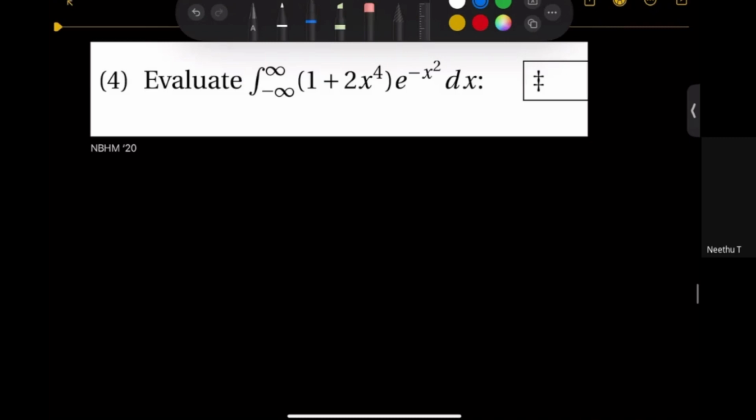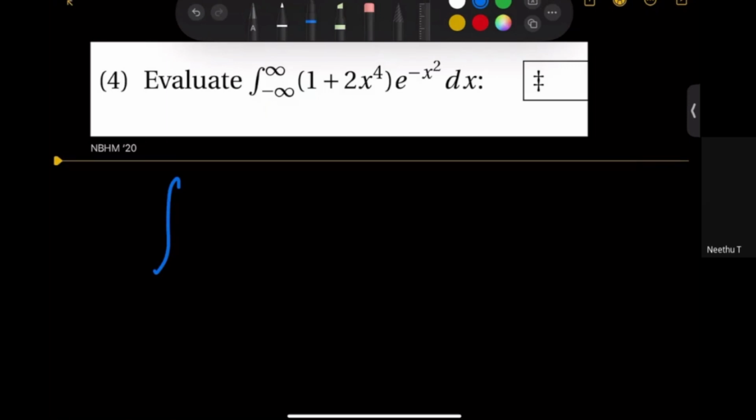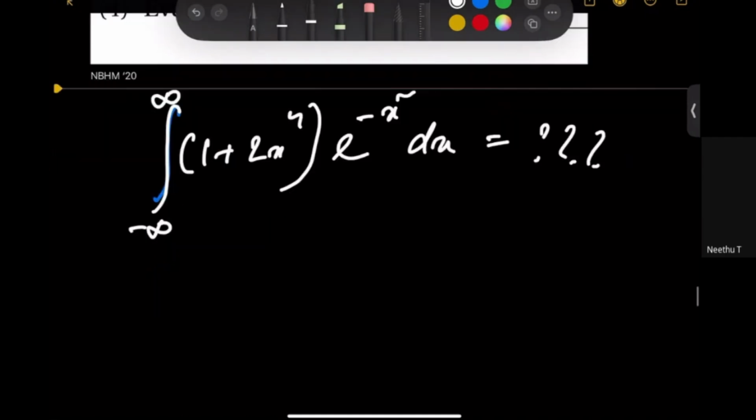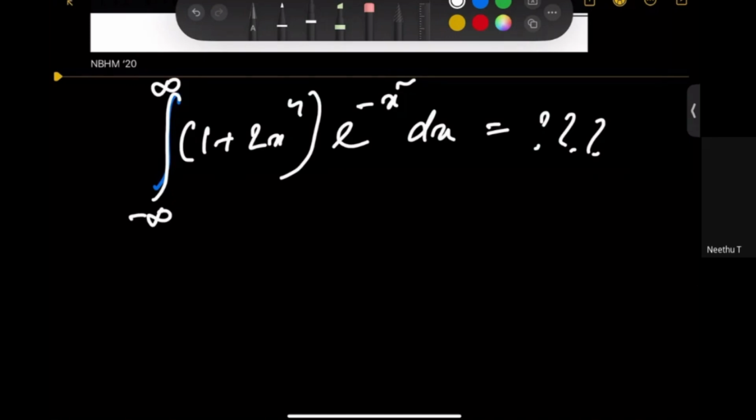This was asked in NBHM 2020. Evaluate the integral from minus infinity to infinity of (1 plus 2x to the power 4) times e to the power minus x squared dx. Well, let's write the question again: minus infinity to infinity, 1 plus 2x power 4, e to the power minus x squared dx equals what? How would you go ahead with this problem?